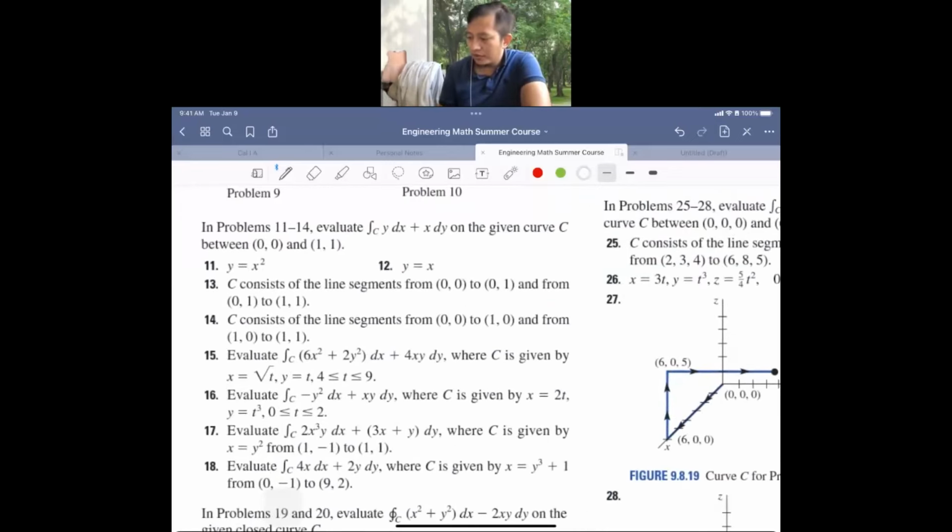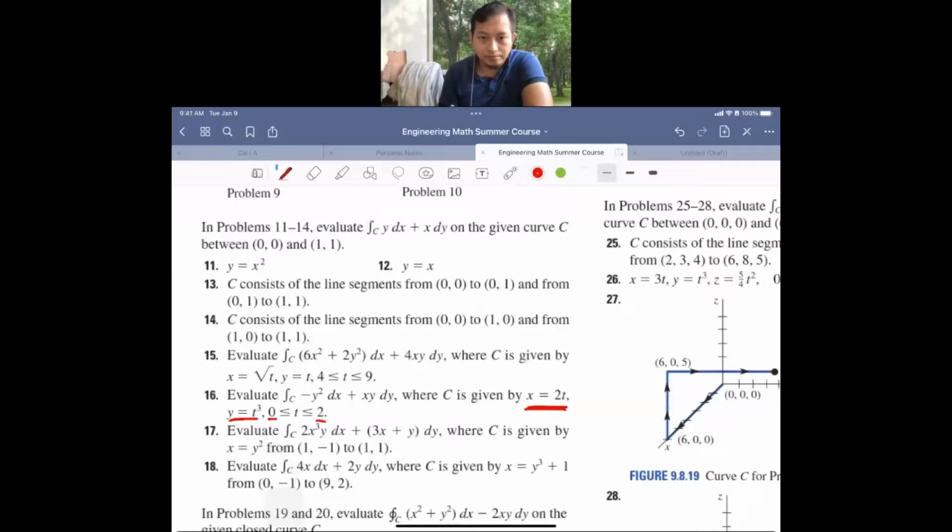Okay, I think number 16 also uses the same principle. You could say that this has parameterizations, okay? So you could change all the dx and dy into dt, and all the things of x and y we could change to t as well, and then we could have integration with respect to dt. Okay, and t is from 0 to 2. I think that's not a problem.